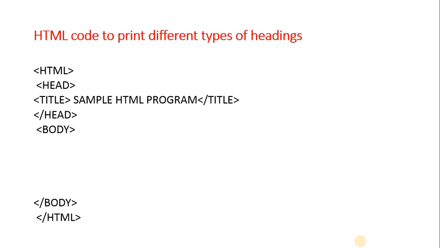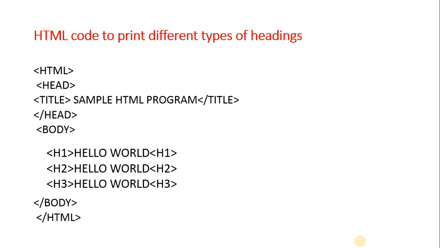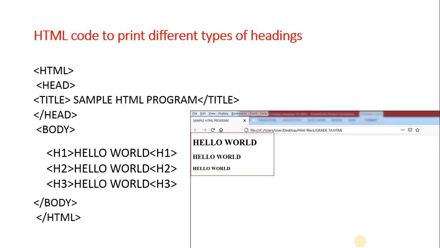So let's print different types of headings. We have different levels for heading. Here I have given only H1, H2 and H3, but we have till H6. And here is the output. So these are the different types of heading.